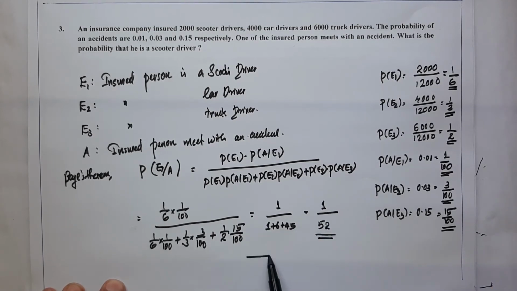Okay, it's a very simple question, but it's a very important question. In this type of question, for direct probability we find the probability using the definition: number of elements of that event divided by number of elements of the sample space. For the event that the insured person is a scooter driver, the number of elements is 2000 divided by the total of 12,000.